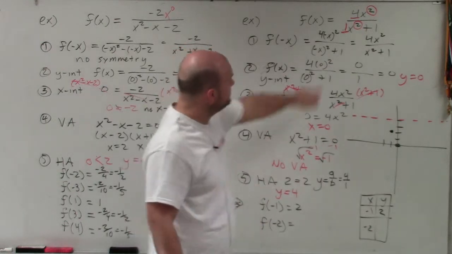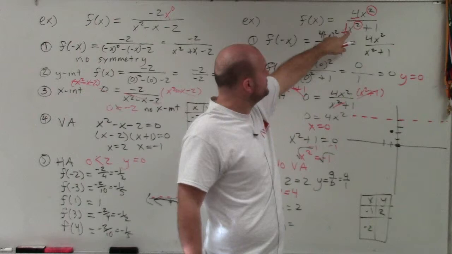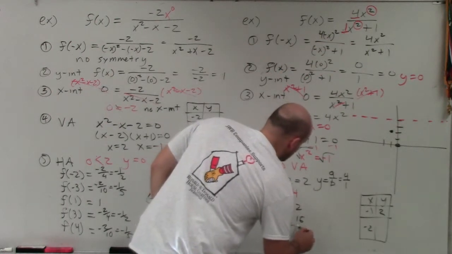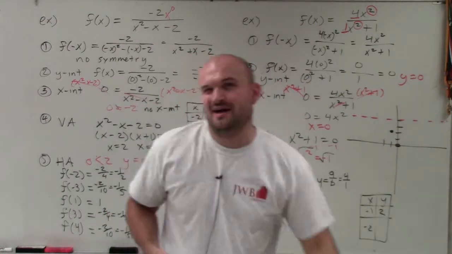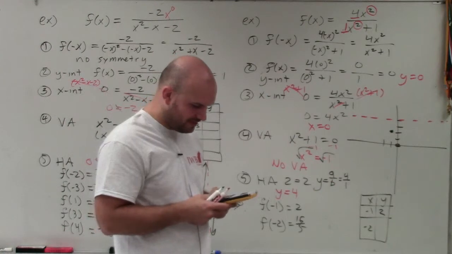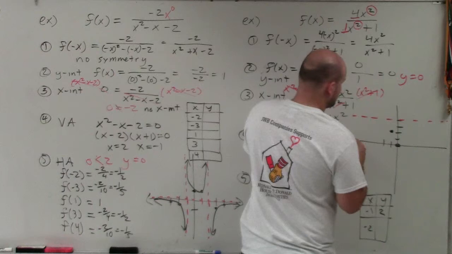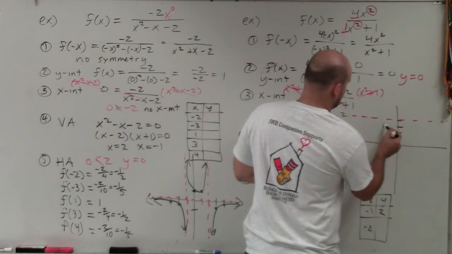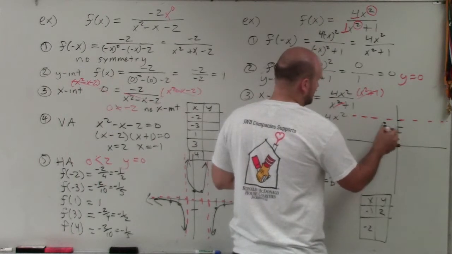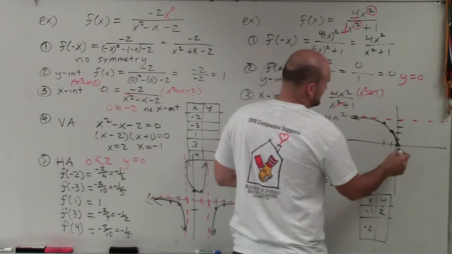At f of negative 2, you do negative 2 squared, which is 4. 4 times 4 is 16. Negative 2 squared is 4. 4 plus 1 is 5. So we have 16 over 5. Now, when graphing and you have a fraction, I always like to simplify it so I know the decimal approximation, which is 3.2. So you can see at negative 2, I'm getting 1, 2, 3. I'm getting a little bit closer to this asymptote. It has to approach the asymptote, so it's going to look like that. But then it has to touch here. It has to cross the x-axis.